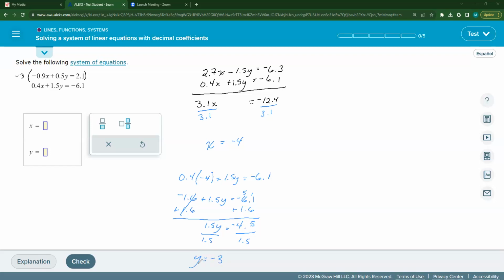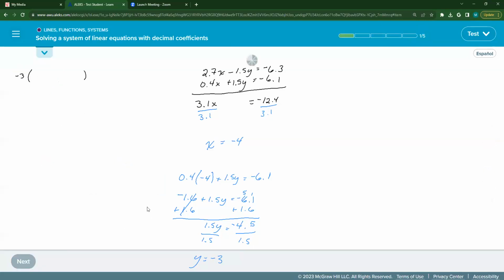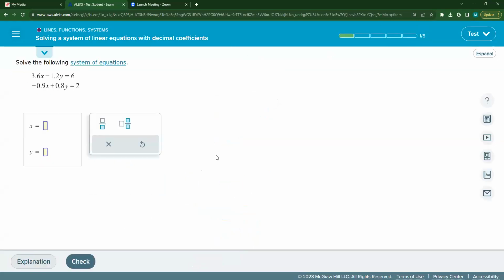All right, so now I have my x and my y. I get to type them into my problems. X is -4. Make sure I'm putting the right one for the right letter. And this is a -3. Check my problems. And I am good on this one, and I'm going to get another one, and I'm going to clear all my drawings.